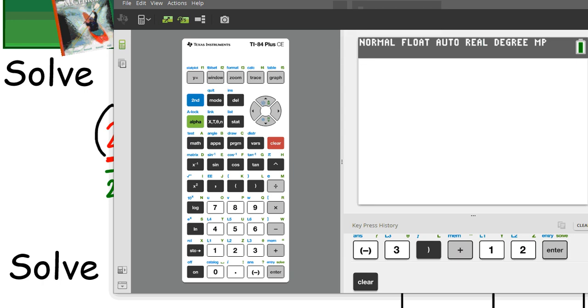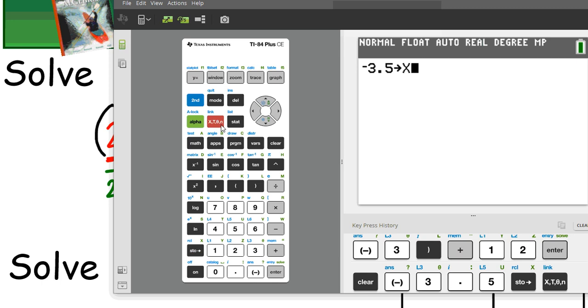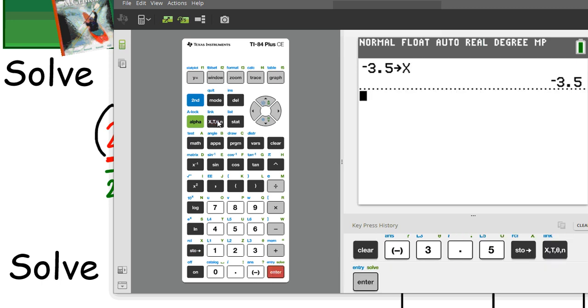If you've got a graphing calculator, I'm going to show you a little shortcut. If you don't, you have to do it like the first one I did. If you have a graphing calculator, you can type in the answer, negative 3.5, and store it for x, and then hit enter. Now the calculator thinks about x, and x you get by hitting this button right here.